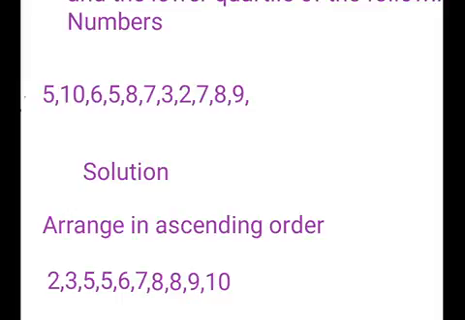So we will use an example like the one here. Determine the upper quartile and the lower quartile of the numbers. The numbers are 5, 10, 6, 5, 8, 7, 3, 2, 7, 8, 8, 9. So you are told to calculate the upper quartile and the lower quartile.